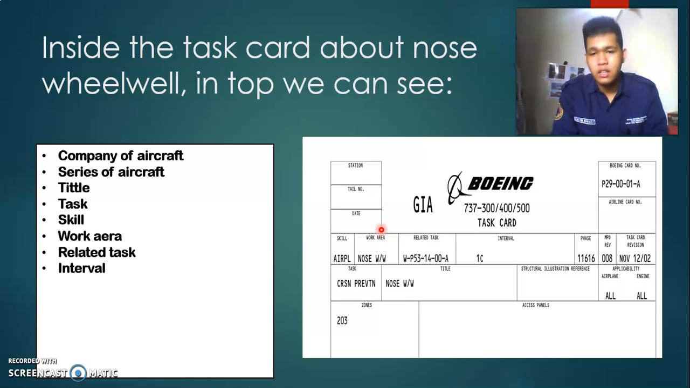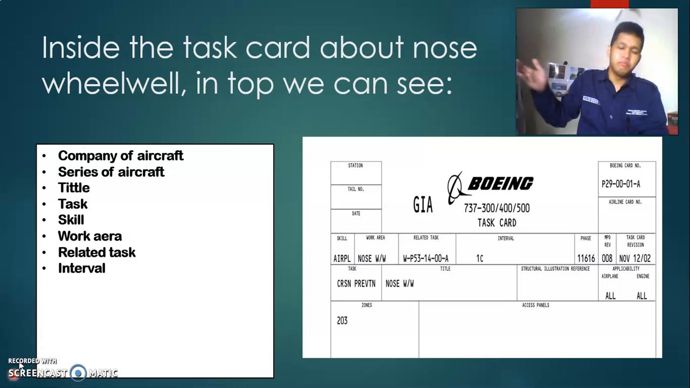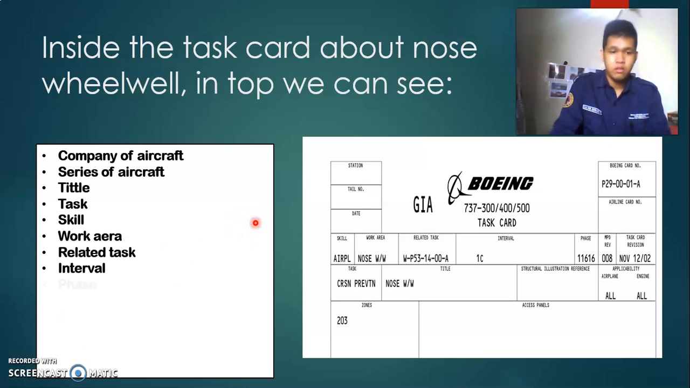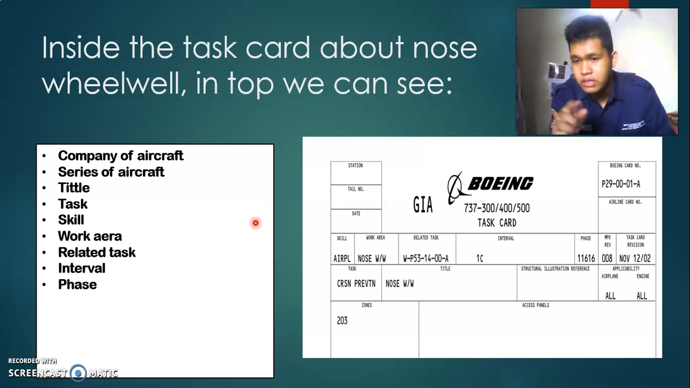Interval. Interval means how often. So the interval is a time: how long until this job needs to be done on this aircraft. So next, pace. I don't understand what pace means, but we know the pace has a code, 11616.